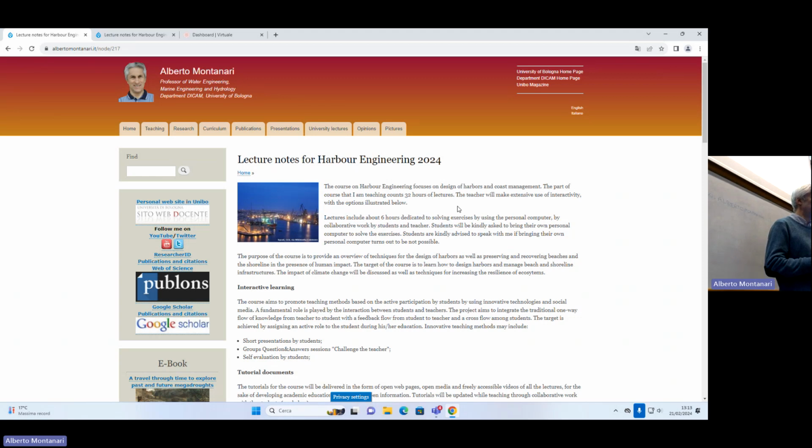So if we want to talk about harbors, and in particular harbor engineering, we need to start from coastal engineering. Coastal engineering, some of you had a brief introduction to it, maybe that you attended last semester with me.